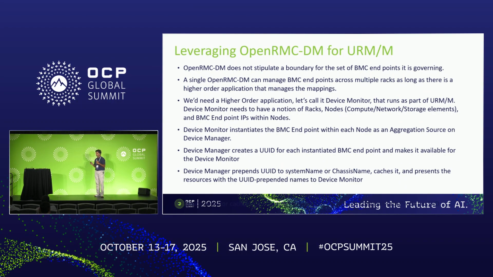Now, I'll get to how OpenRMC DM can be leveraged for multi-rack management. One thing is that OpenRMC DM today does not stipulate a boundary to the set of BMC endpoints it is governing. Although it is imagined as a way to govern BMC endpoints within a rack, it doesn't really implement this constraint. So potentially, depending on how much juice the processor where you run OpenRMC DM has, you could group as many BMC endpoints as you want.